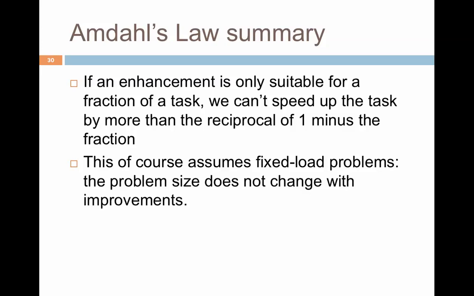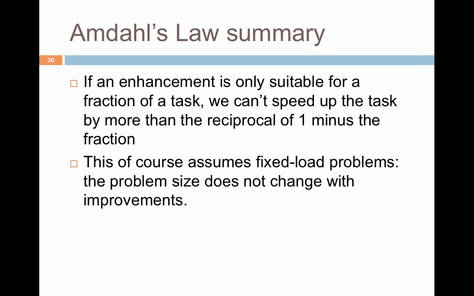That is, we are trying to diminish that term, which is fraction enhanced by speed up enhanced, and making it as small and small as possible. If it tends to 0, I mean that we completely speed it up, then our speed up is limited by the factor of 1 divided by 1 minus fraction enhanced. That means the serial portion of your code is the limiting factor for Amdahl's law.